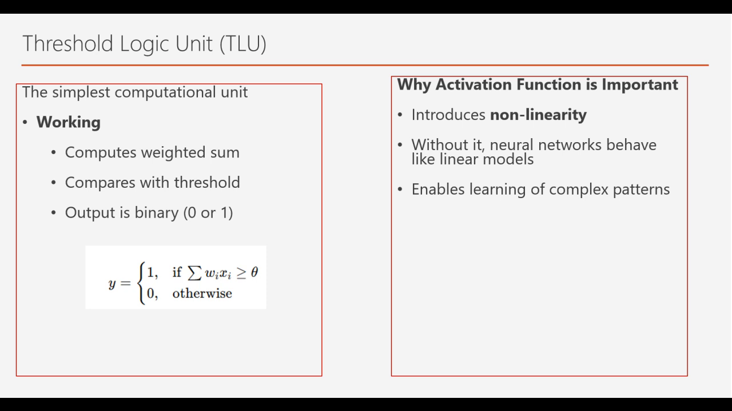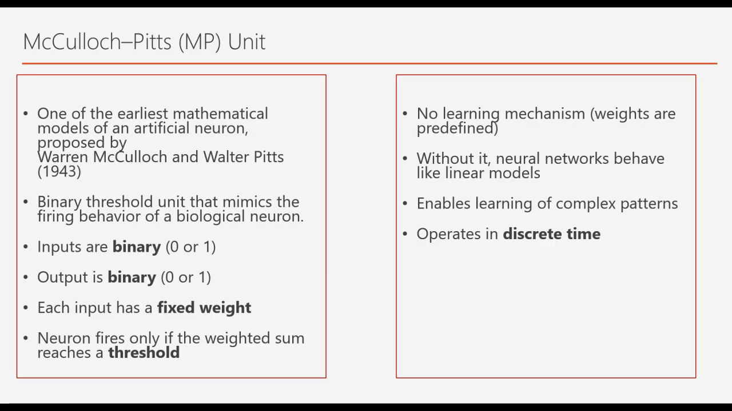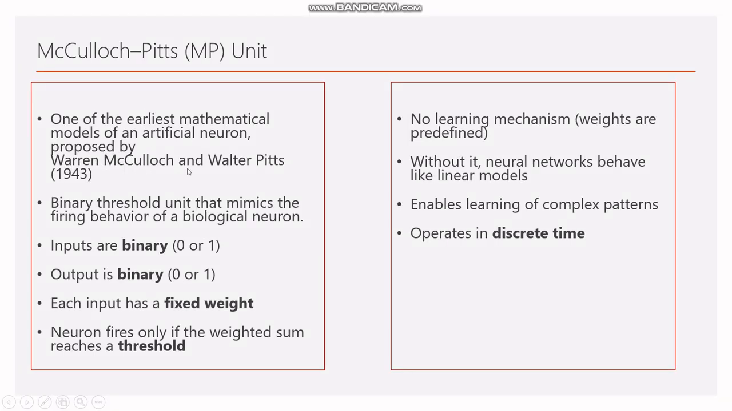Now we are going to see another very interesting unit, which is called the McCulloch Pitts unit. It is one of the earliest mathematical models of an artificial neuron. Why is it named so? Because it was introduced by two scientists, Warren McCulloch and Walter Pitts. Now it is a very basic threshold unit, and it mimics the firing behavior of a biological neuron.